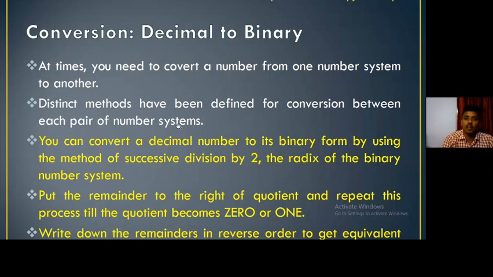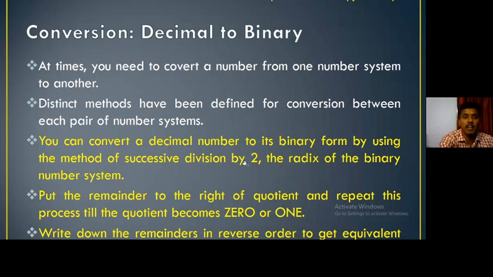At times you need to convert a number from one number system to another. Distinct methods have been defined for conversion between each pair of number systems. You can convert a decimal number to its binary form by using the method of successive division by 2, the radix of the binary number system. Everyone knows successive division, it is like the LCM method, leaving the remainder. You've seen successive division from class 7, 8 in mathematics.